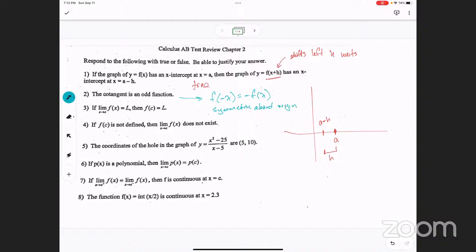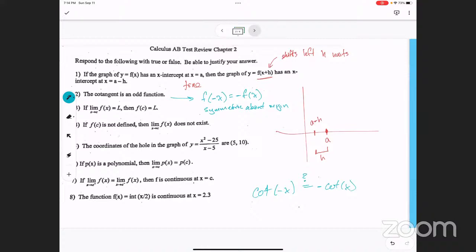You can look at the cotangent function and ask yourself, is the cotangent of negative x the same as negative cotangent of x? And you can actually look at your formula sheets for this, if you have formula sheets, because it's probably on there. Or you can use the graph of the cotangent function. I'll draw it up here.